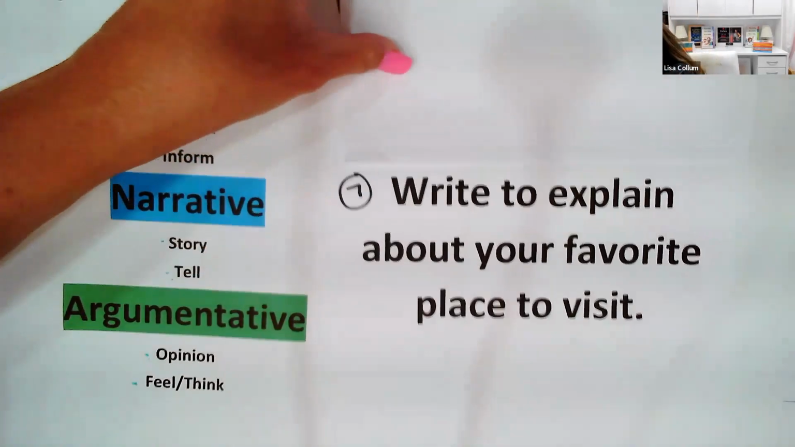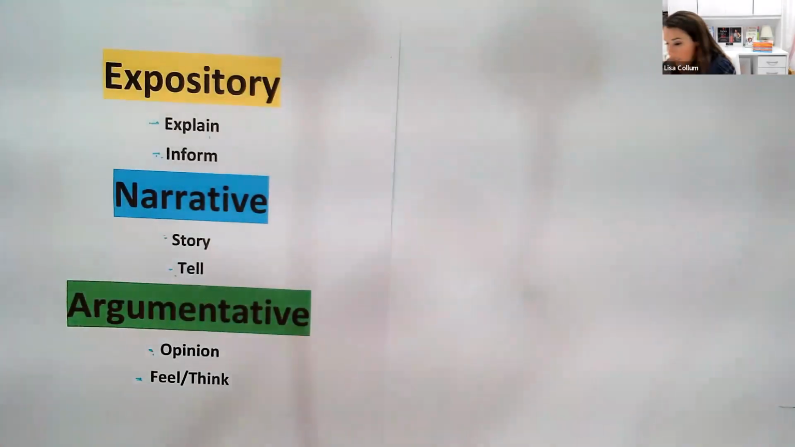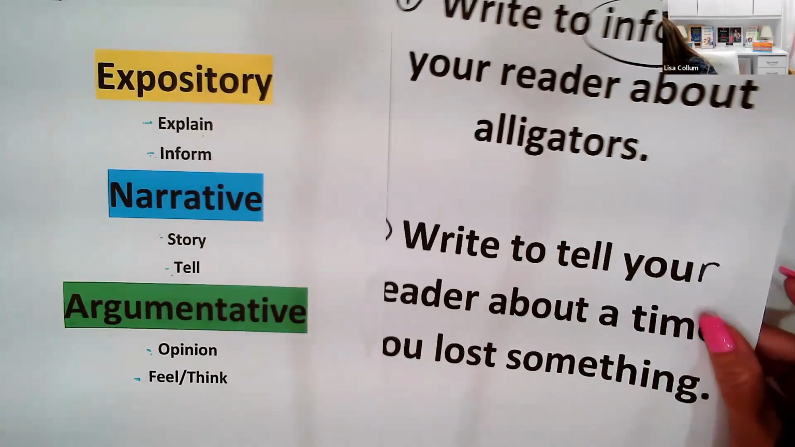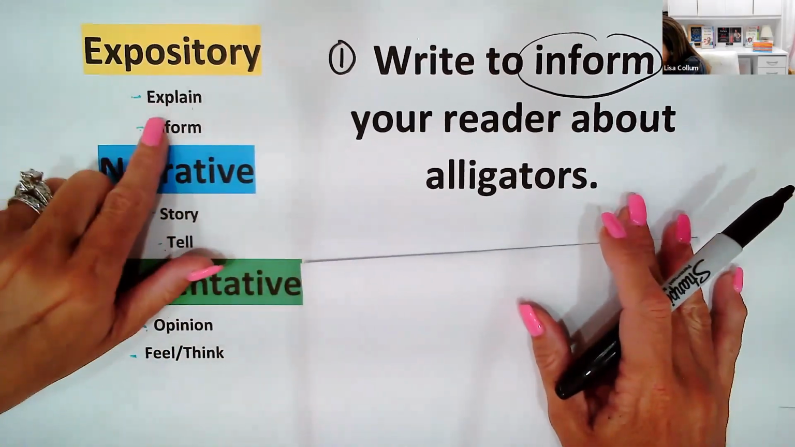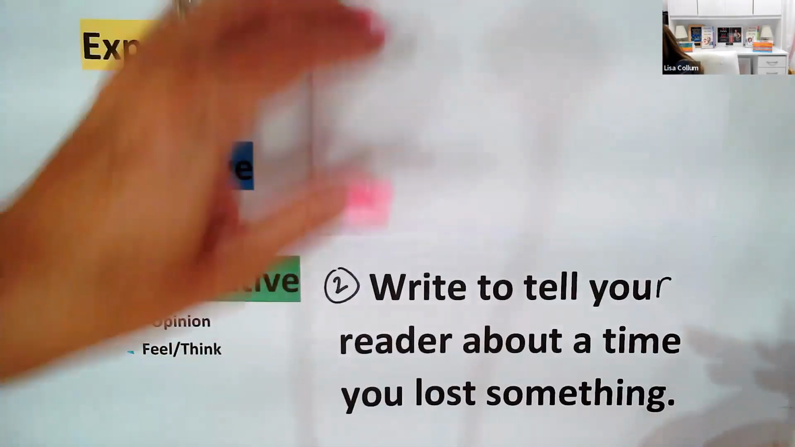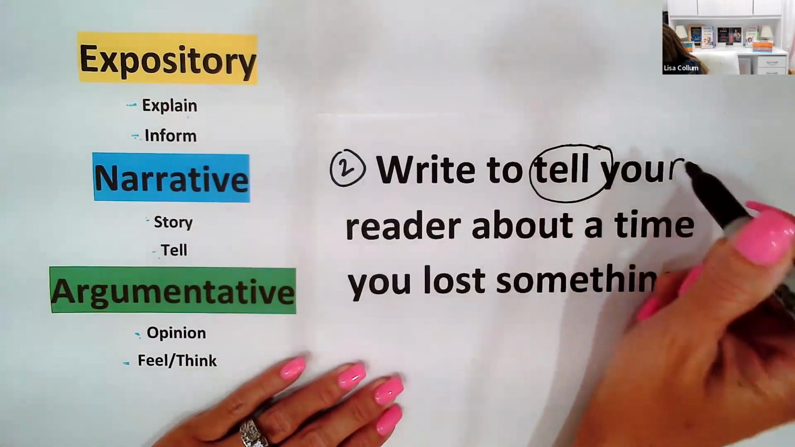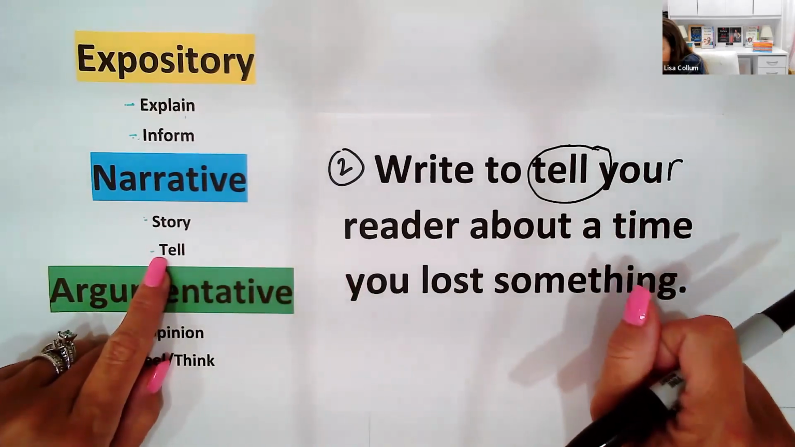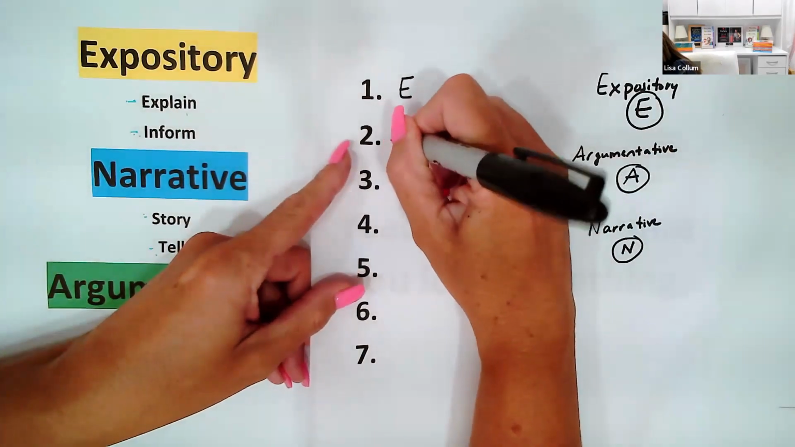Okay, let's check these answers, see how you did. Number 1, we did together. So number 1, we already said that the keyword was inform, which means it's an expository essay. So we wrote an E next to number 1. Number 2, the key word is tell. And if you look over here, tell means it's a narrative. So for number 2, you should have put an N.